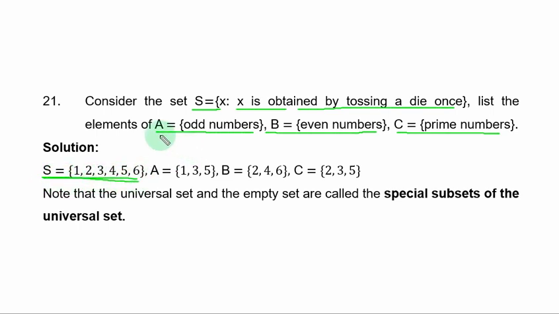From this set, we have the subsets A, B, and C. Subset A, odd numbers. Odd numbers in the universal set are 1, 3, 5. Subset B, even numbers, they are 2, 4, 6. Subset C, prime numbers, they are 2, 3, 5. Note that the universal set and the empty set are called the special subsets of the universal set.